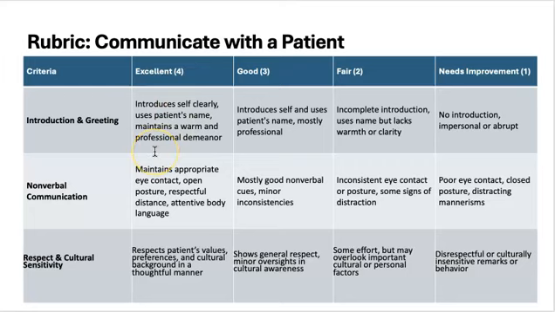If you look at this first start of the rubric, the criteria are introduction and greeting, nonverbal communication, respect, and cultural sensitivity. The different items in excellent, good, fair, and needs improvement describe behaviors that the students will exhibit when you are assessing the particular learning objective. I will give you a moment to read through those different parts of this rubric, and if you need more time, please pause the video.